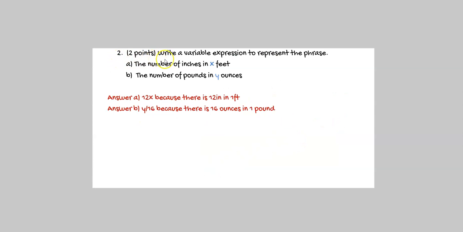Question number 2, write a variable expression to represent the phrase A, the number of inches in x feet, and the phrase B, the number of pounds in y ounces. So let's start with A, the number of inches in x feet. We can always start with some concrete values. Let's say in 1 foot we have 12 inches.